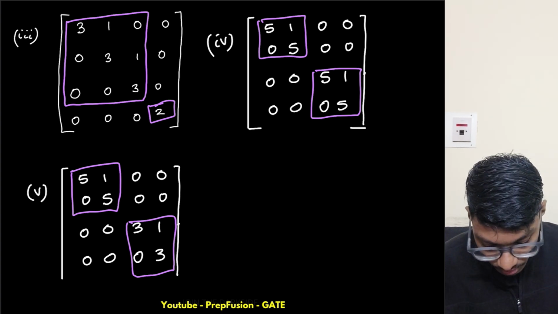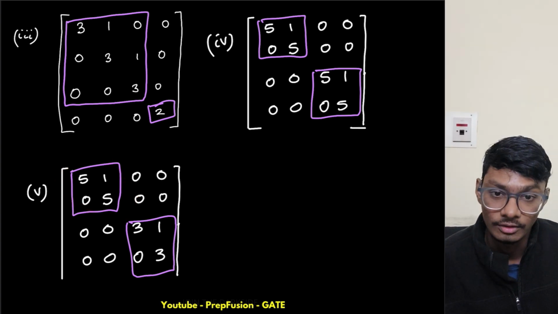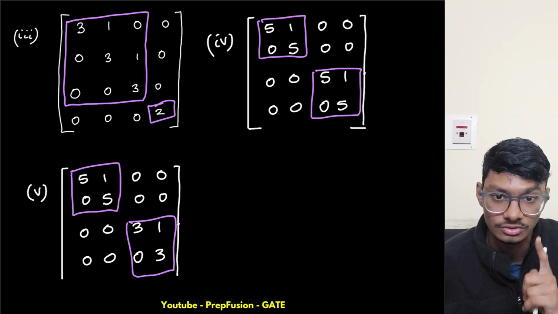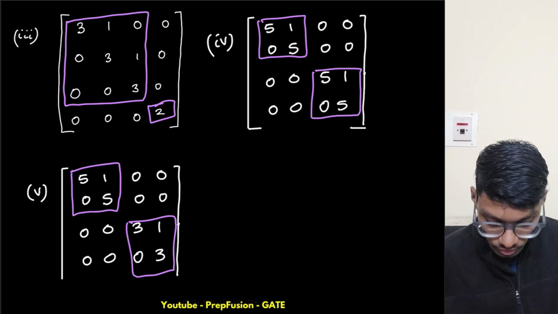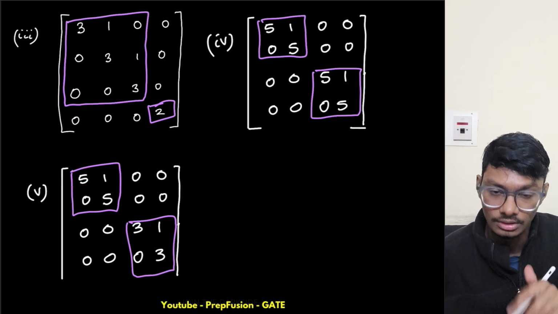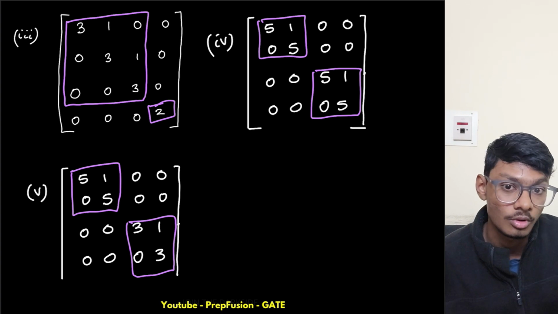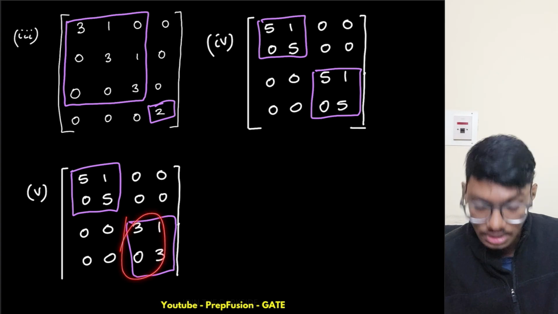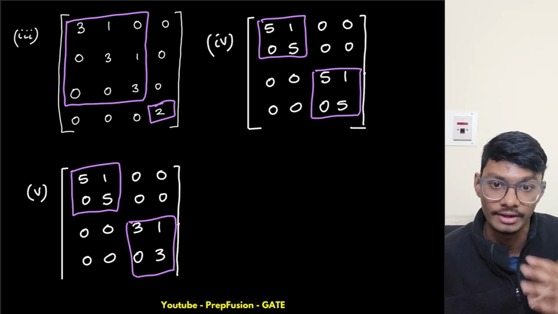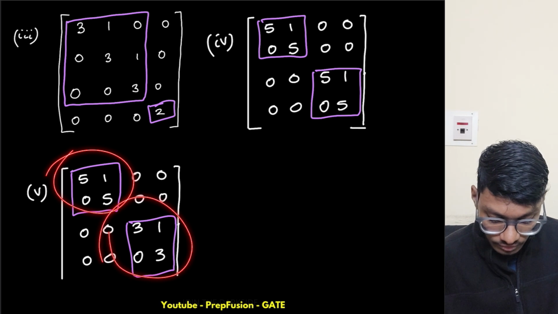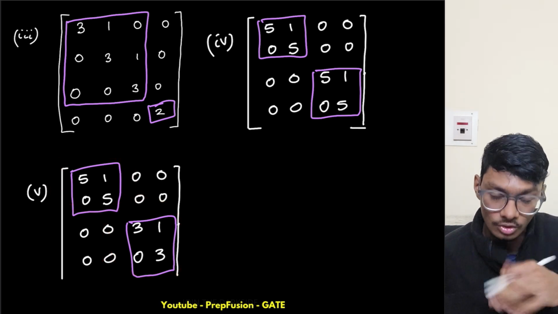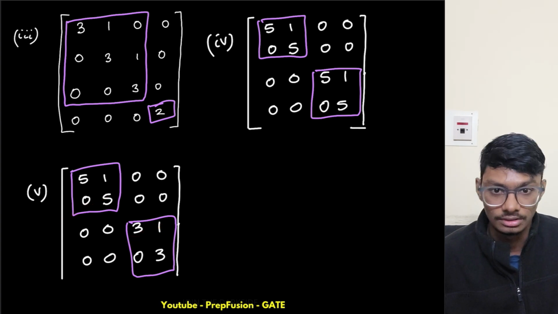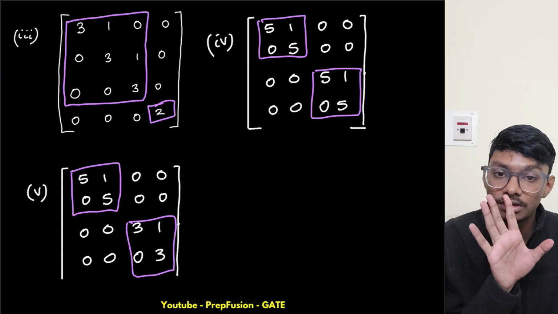Because for the repeated eigenvalue, I should have 1 Jordan block. So my eigenvalue is 5, and for that, how many Jordan blocks do I have? I have 1. For eigenvalue 3, how many Jordan blocks do I have? I have 1. So I have only 1 Jordan block for the repeated eigenvalues. Then what can I say? I can say that at least it is satisfying the first condition.